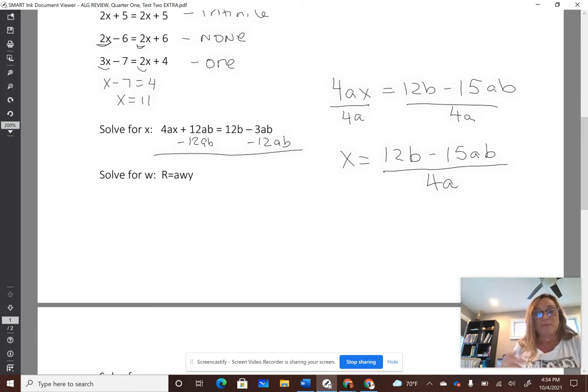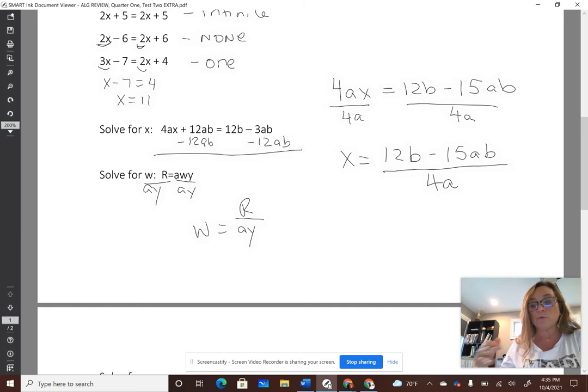All right, so solve for W. So basically you're saying, okay, what is going on with the A, the Y, and the W? And that's multiplication. So you just divide by AY. Divide by AY. And it looks a little weird, but you get W equals capital R. Keep the case, like capitals, lowercase, keep the case, okay?